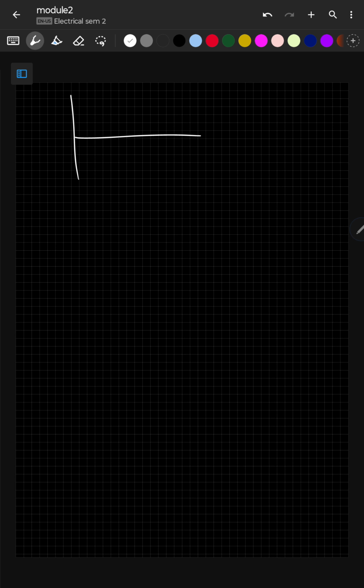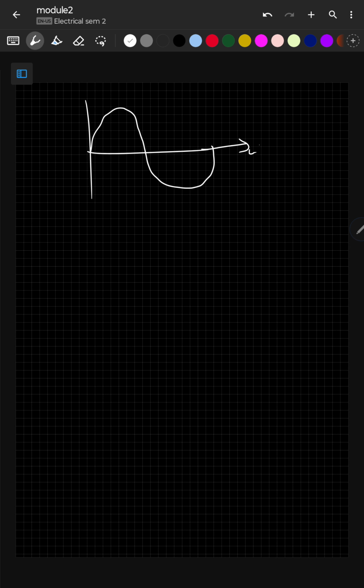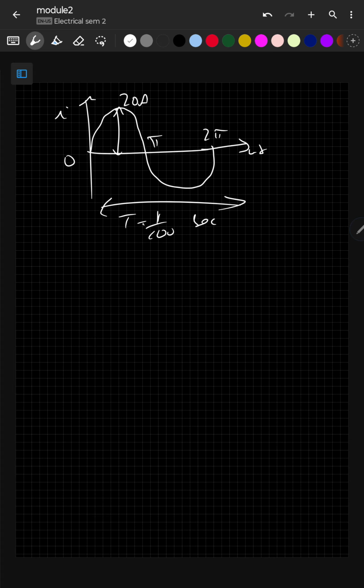Now I'm going to ask simple numerical questions, which are also asked, by the way. This is the current waveform, omega t, 0, pi, 2 pi. The amplitude I'm giving as 20 A, and the time period as 1 by 100 second. First they ask what is the peak current. They will only ask peak current, not give the symbol in brackets. If they ask what is the peak current, as you see you have to say 20 ampere.